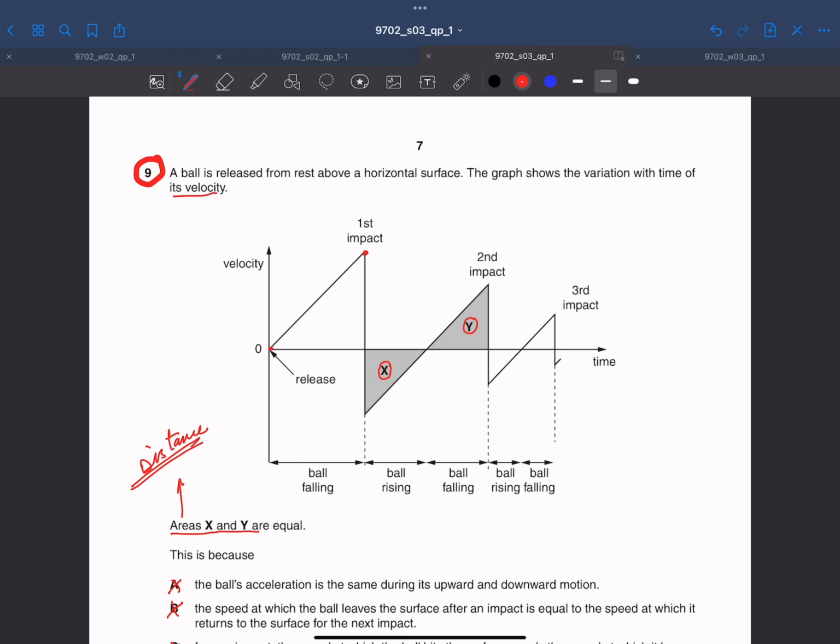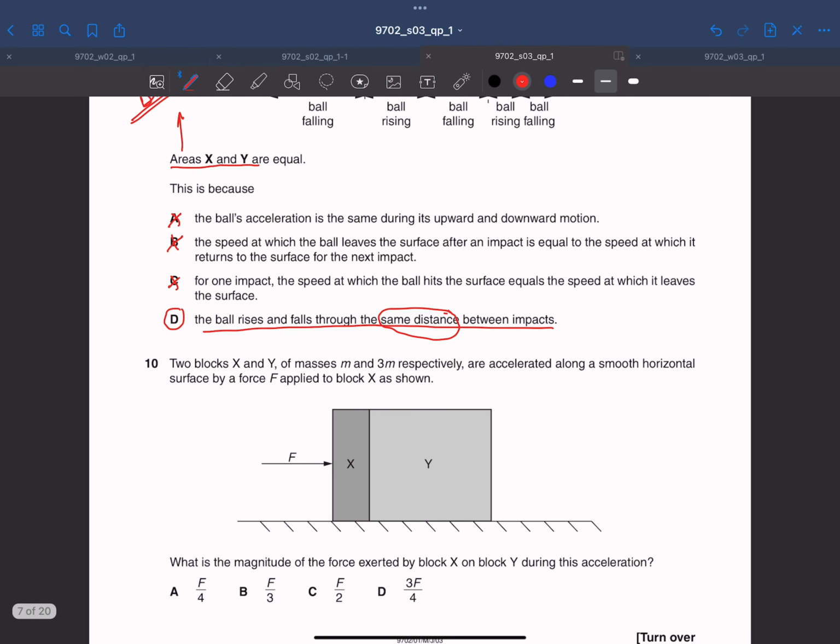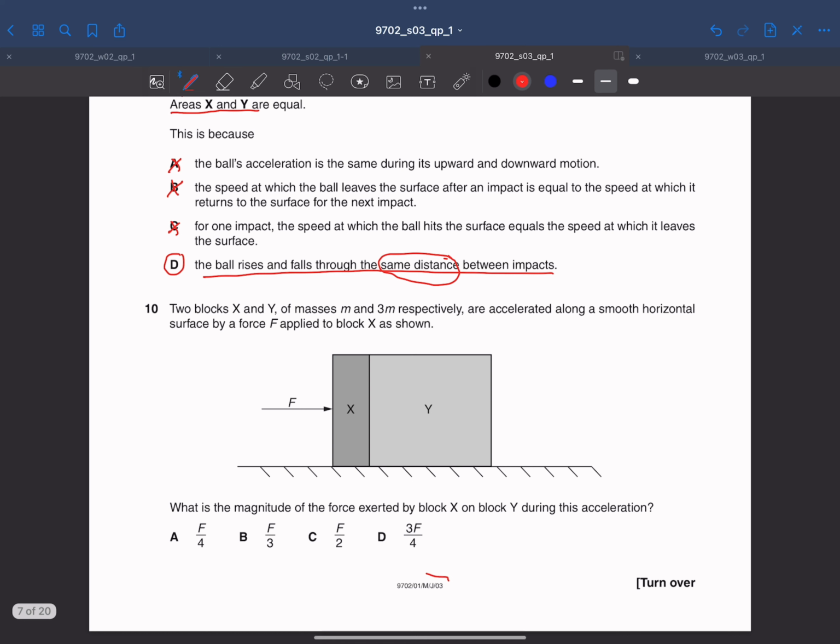So basically this is the point of release. This graph shows that the velocity is increasing, but this is the point of impact. This is the point where the body will hit the first time and then it bounces back. So these are the areas, not the acceleration. This is also only showing you the distance. So be careful, and this is your correct answer in this case, which is D. And this is your May June 2003 kinematics questions.